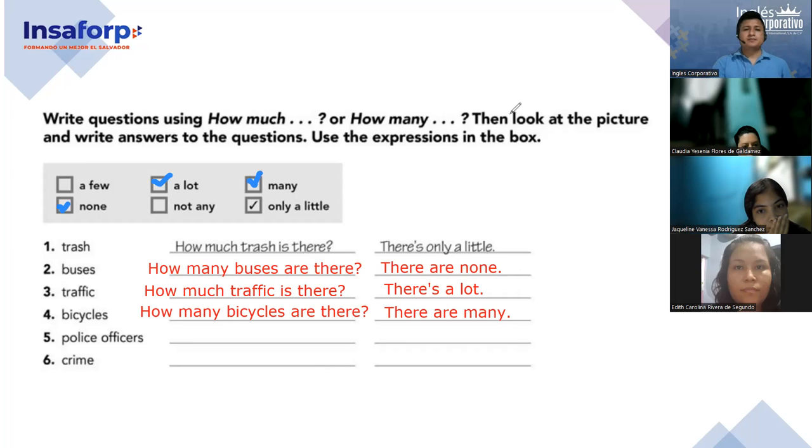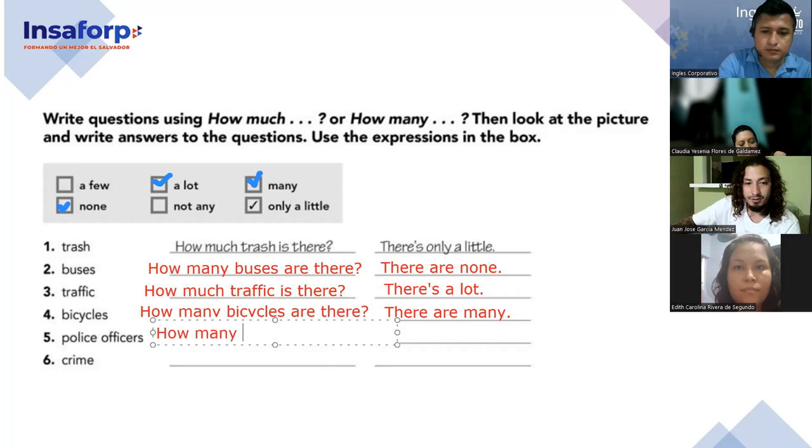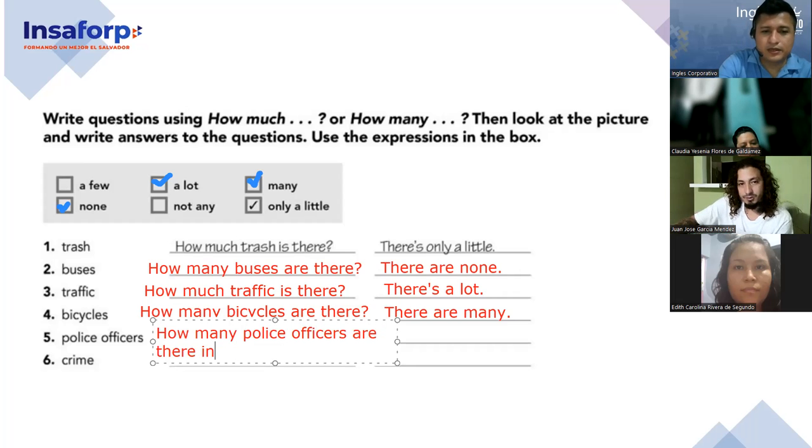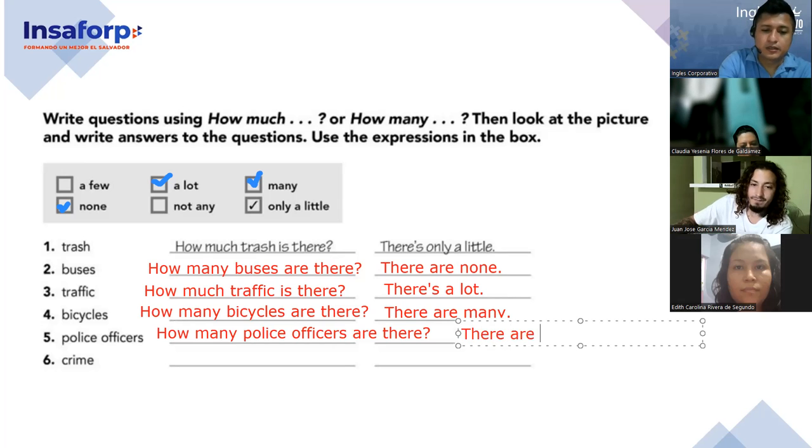Okay, so what is the next one? How much or how many? How many police officers are there? How many police are there in the picture? Very good. Officers, don't forget to say officers. How many police officers are there? Okay. What's the answer? There are a few. Very good.